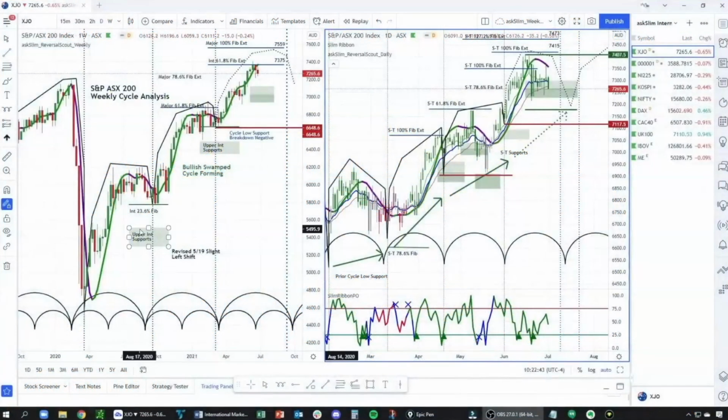So this is the weekly and daily grid. These charts are built on TradingView. On the left, we have the weekly chart, and on the right, we have the daily. Let's go ahead and open up the weekly chart.